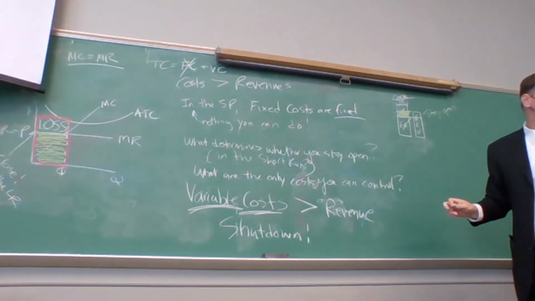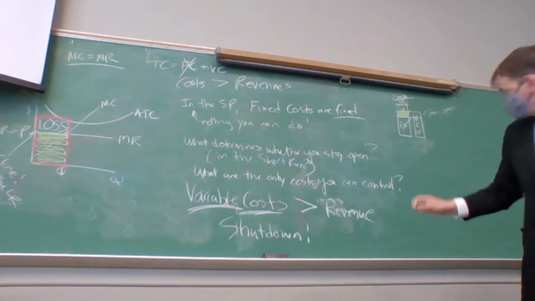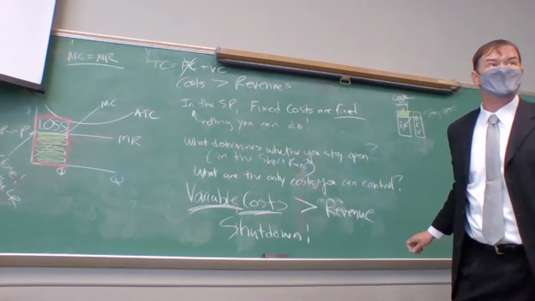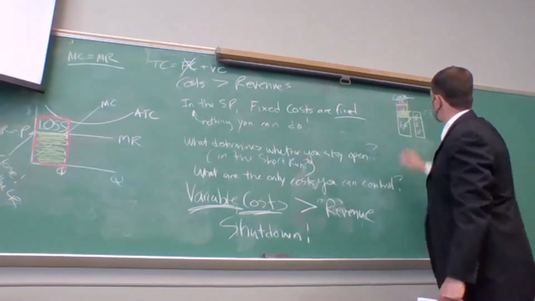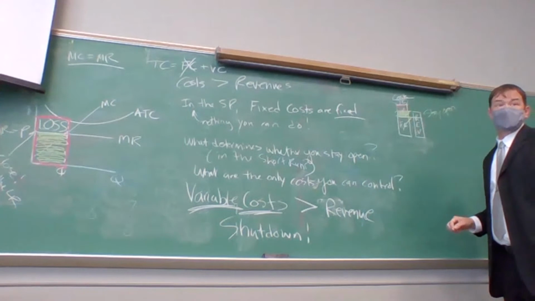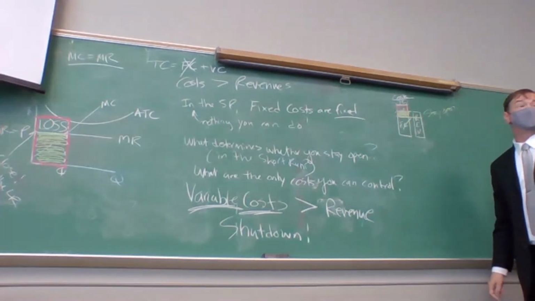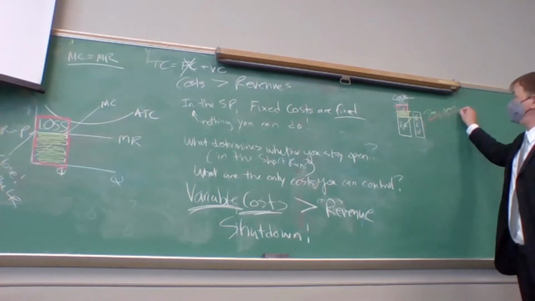Why? I'm going to operate at a loss. You're tempted to shut down anyway, but if I shut down, I'm not covering any of my variable costs. If I stay open, this is my total cost. If I shut down, this is my total cost. What would you rather have? A smaller loss or a bigger loss? Smaller loss. So here it makes sense to stay open.